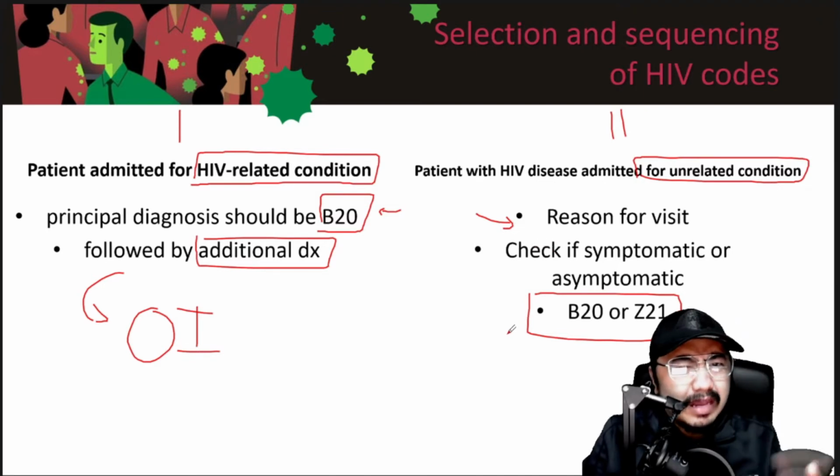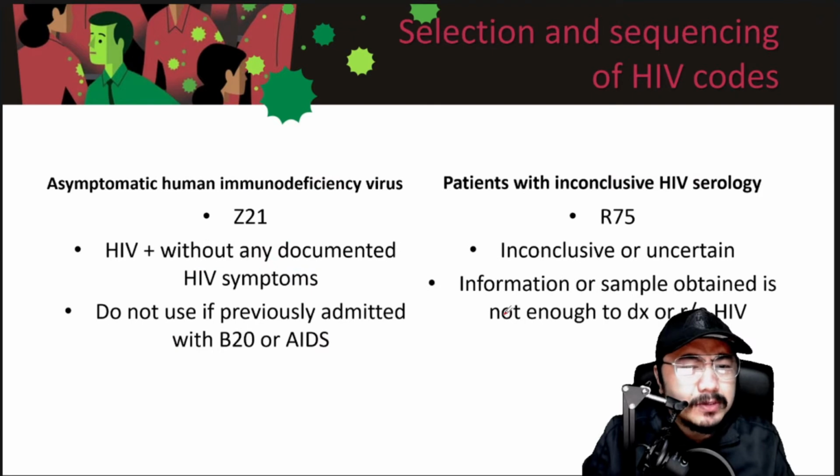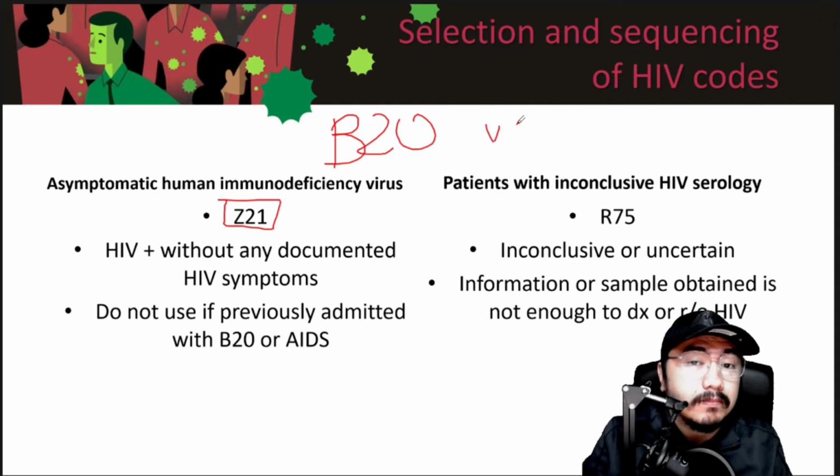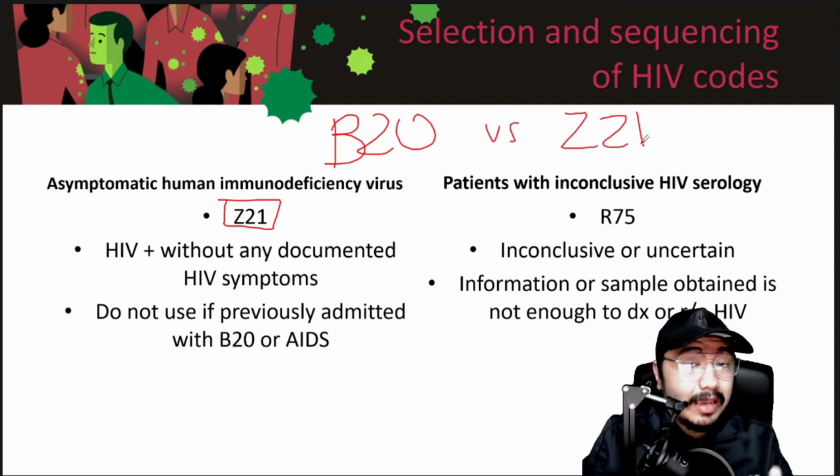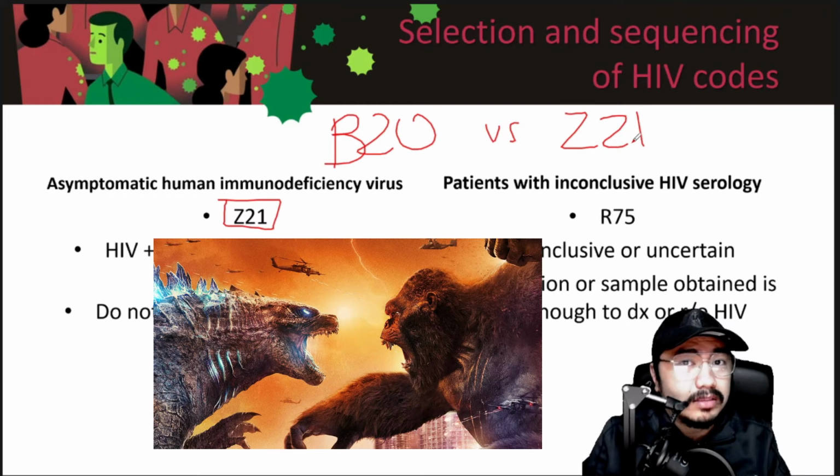So let's put that into action. Let's have that question later on. Let's just explain the slide first. Next is your Z21. If we're talking about HIV coding, these are the two codes that you will mostly encounter: B20 and Z21. Think of them like King Kong and Godzilla.